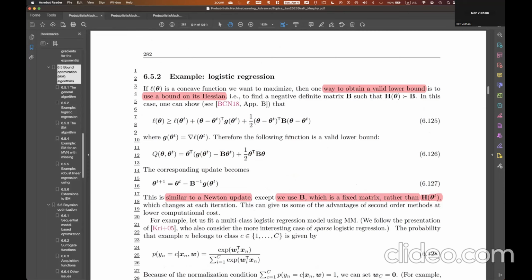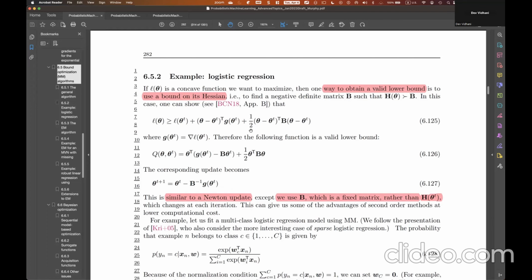This is an example they took here, logistic regression, where L theta is a concave function. You want to maximize it, and one way to obtain a valid lower bound is to use a bound on its Hessian. Calculating the Hessian is very compute intensive, so finding a lower bound is a good way to estimate it. That's what many of the approaches do.